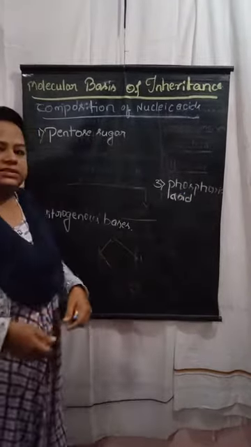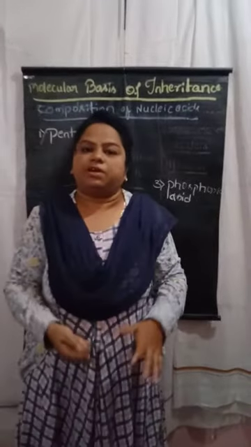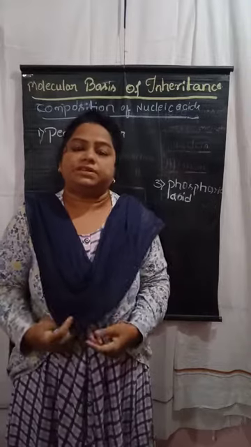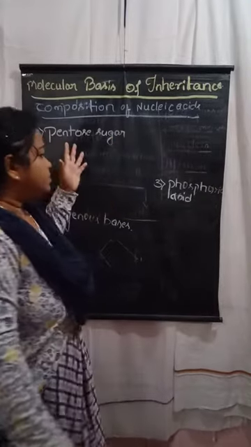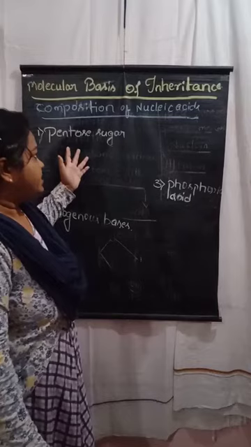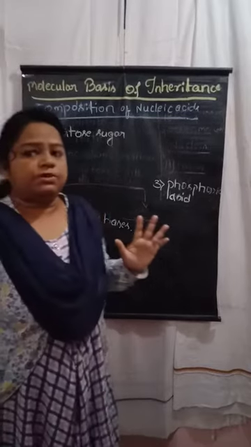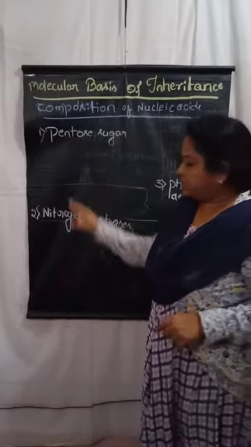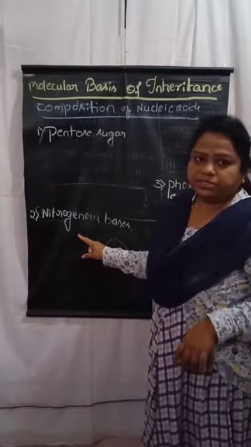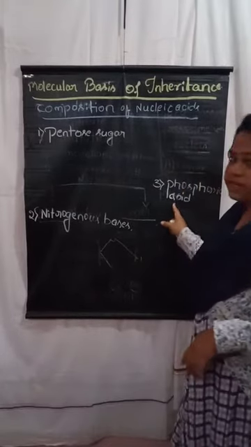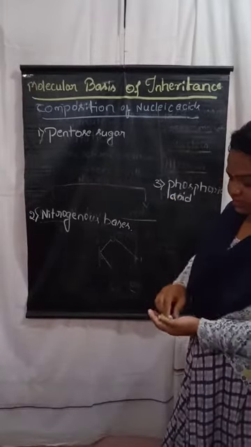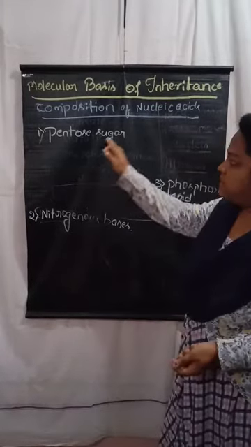So there are three chemicals. I already know these are acidic in nature, and that's why they are called nucleic acids. So these nucleic acids are composed of three main chemicals. The first one is the pentose sugar. The second one is the nitrogenous bases. The third is the phosphoric acid group. First, we will discuss the pentose sugar.